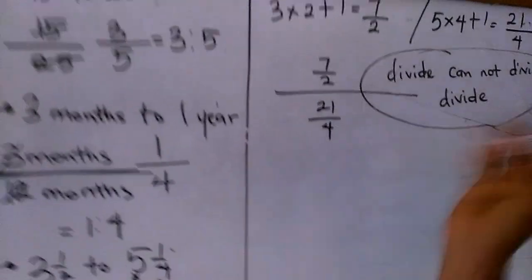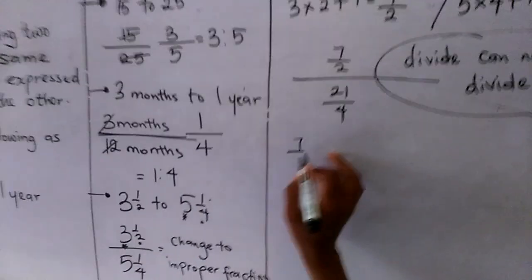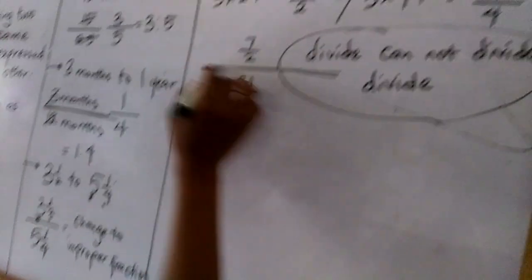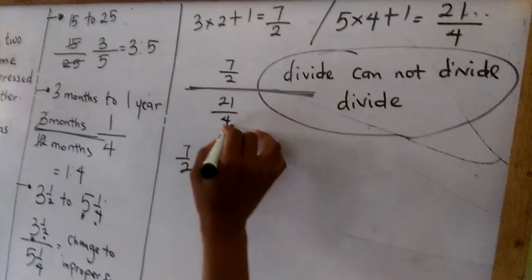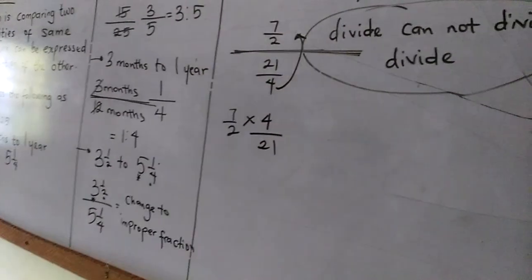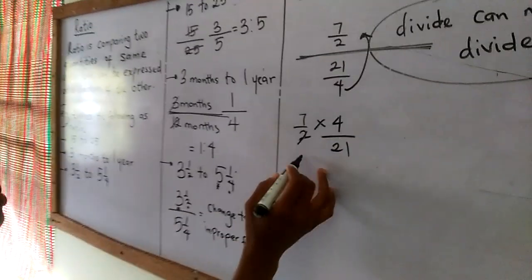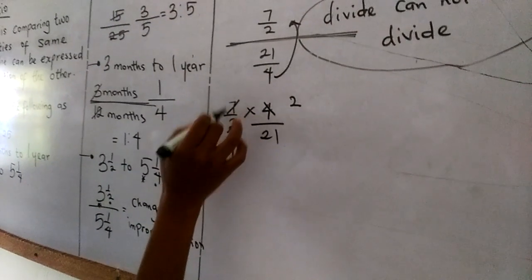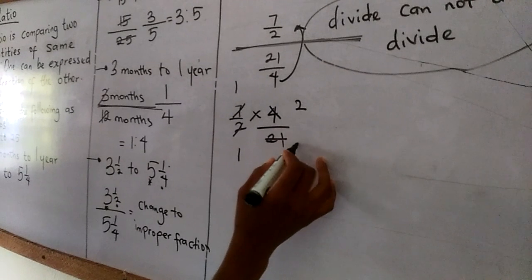So we have to change it to multiplication. 7 over 2, we are changing this divide to times. And once we change this divide to times, this 4 goes up. So that will be 4 over 21. So 2 here is 1. 2 in 4 is 2. 7 here is 1. 7 in 21 is 3.